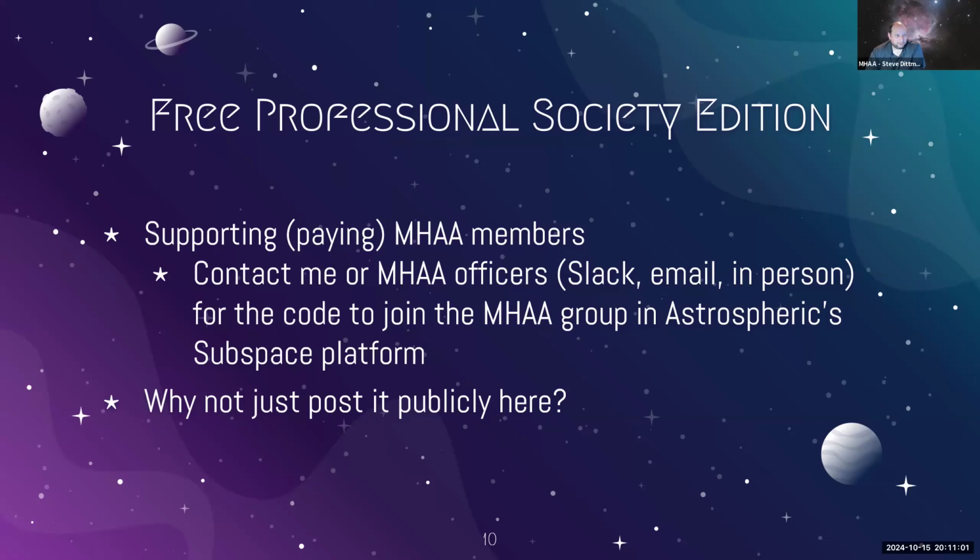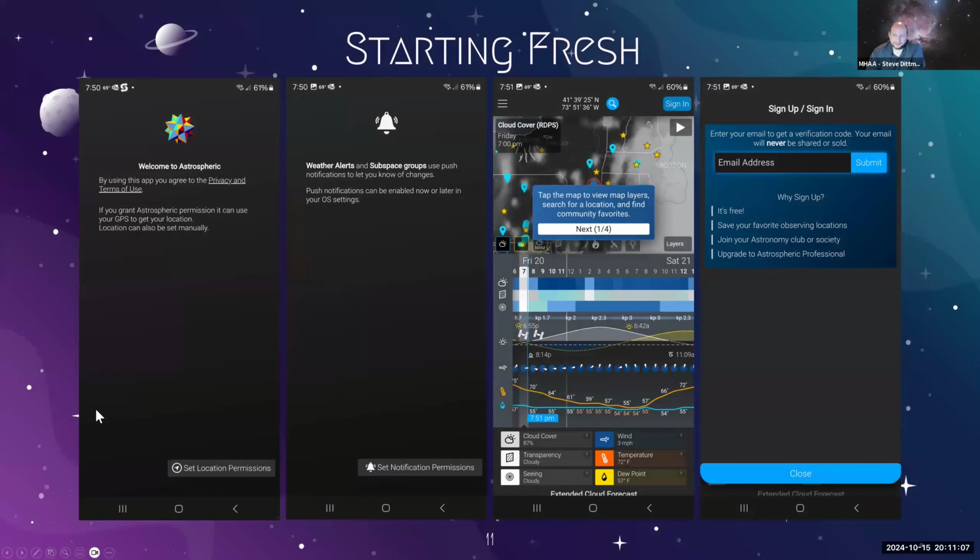So let's just walk through the actual application. I'll start with how it looks when you first start up. You're not logged in yet or anything. It's just going to ask you for some basic permissions, GPS permissions, because it's using location to generate your charts. And then it uses notification permissions for weather alerts and Astrospheric group alerts.